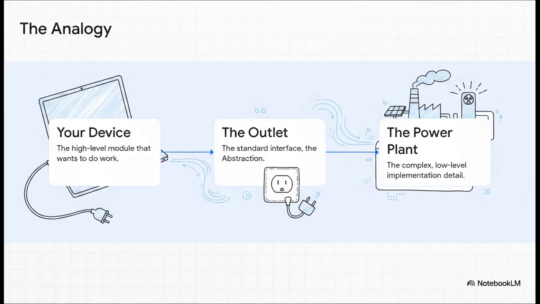Okay, so picture this. You're plugging in your laptop. Your laptop, that's what we'd call the high-level module. It's the thing trying to get important work done. Then you've got the power plant, which is the low-level detail, this huge, complex system that actually makes the electricity. Now, does your laptop care if that power comes from a coal plant or solar panels or a nuclear reactor? Of course not. It only cares about one thing, that standard, predictable power outlet on the wall. And that outlet, that's our abstraction.